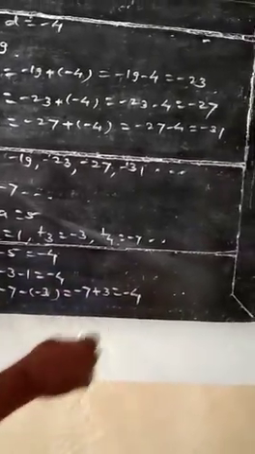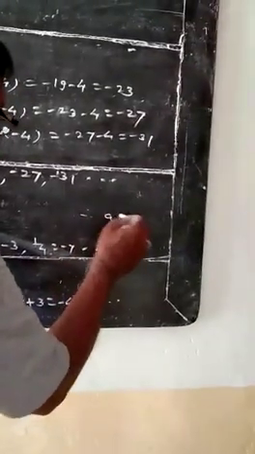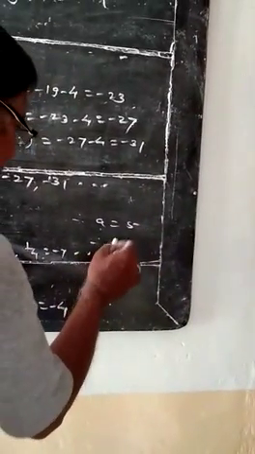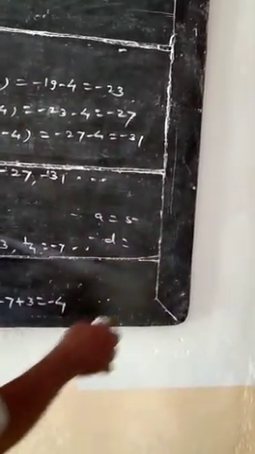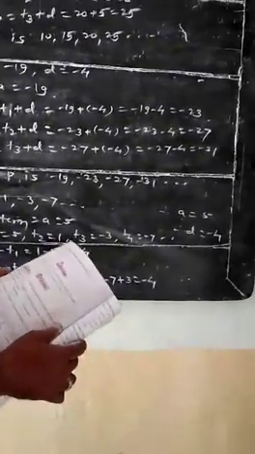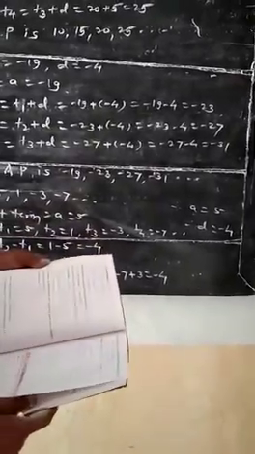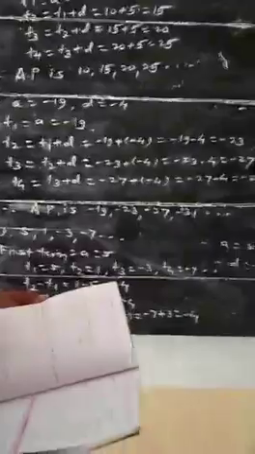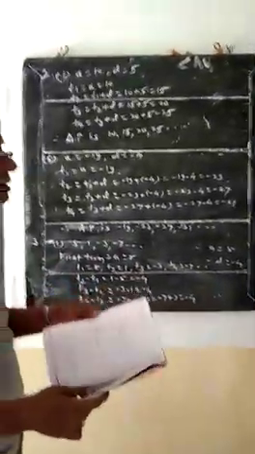Therefore a is equal to 5 and d is equal to minus 4. So the first term is equal to 5 and the common difference is minus 4. The remaining examples in question third, and in question second also 4 examples are there, and in the first also 6 examples are there. You try to solve and send me. Okay.